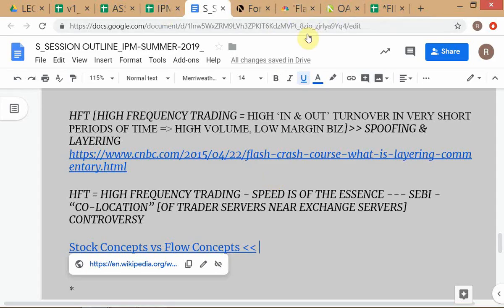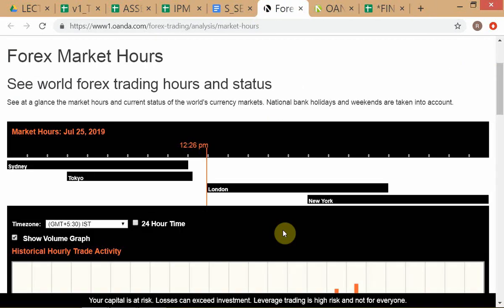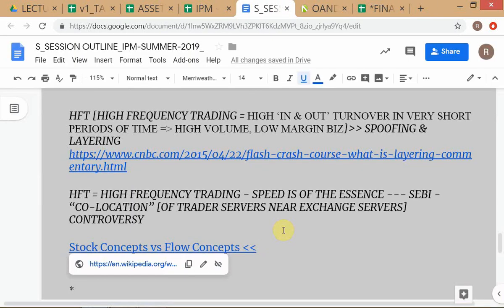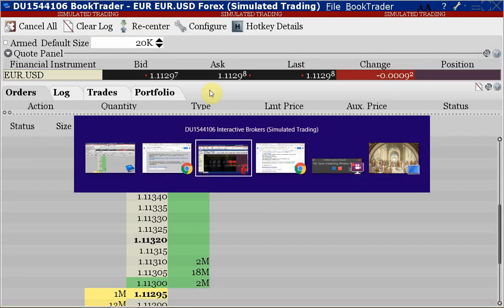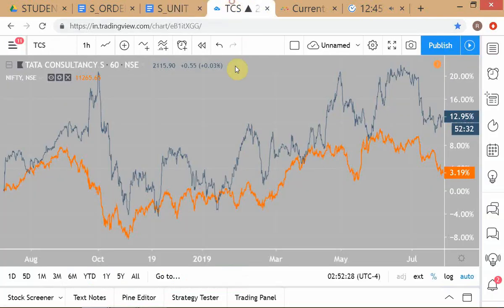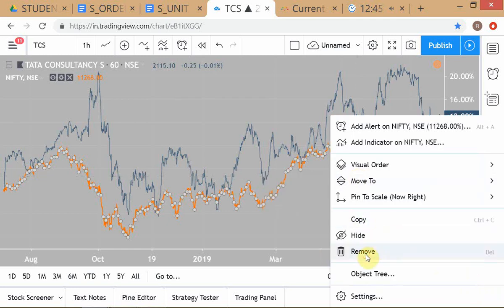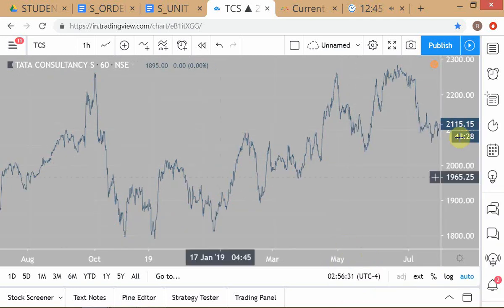We can close the flash crash video now. We can close the foreign exchange market video as well. I'll just remove this chart also. The point I was trying to emphasize here is that you don't have to necessarily buy.